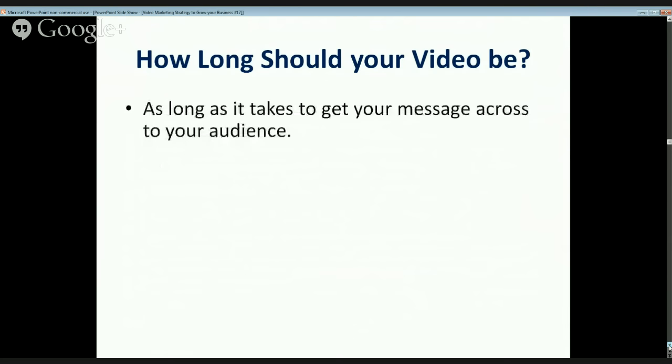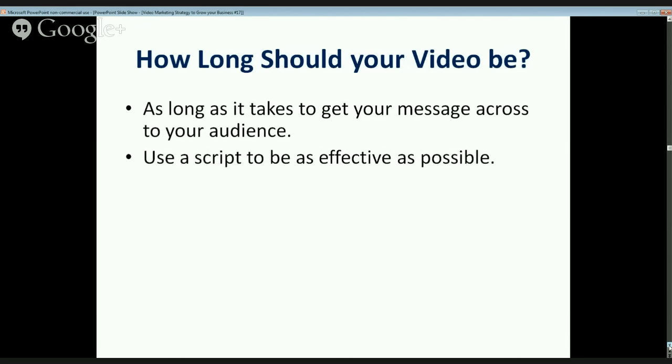Now, the typical answer is as long as it takes to get your message across to your audience. If you need 5 minutes, then your video is going to be 5 minutes long. If you need 20 minutes, then it's going to take you 20 minutes to get your message across. So don't worry about time in that sense. Now, that's a fairly typical answer.